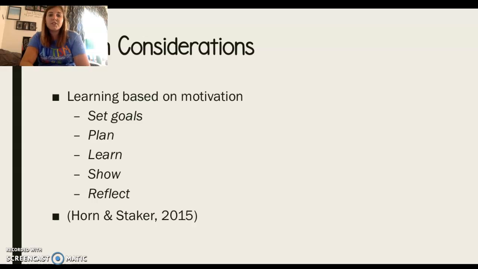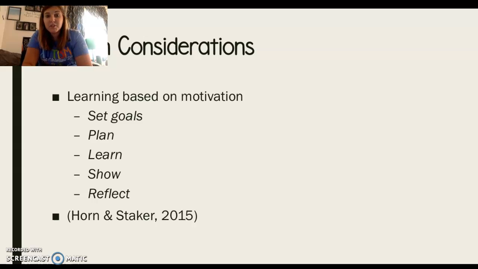Okay, design considerations. So again, Horn and Staker had the visual model in there with learning based on motivation, and then setting goals, planning, learning, and then show what you learn and then reflect. So motivation is key to learning, making sure that students are motivated to learn, that they are having fun with their friends, as well as feeling successful. So allowing them to set the goals and then plan how they're going to meet those goals will allow them to take more ownership. And then once they learn it, they can reflect and they can show how they were successful and what they learned in different ways.